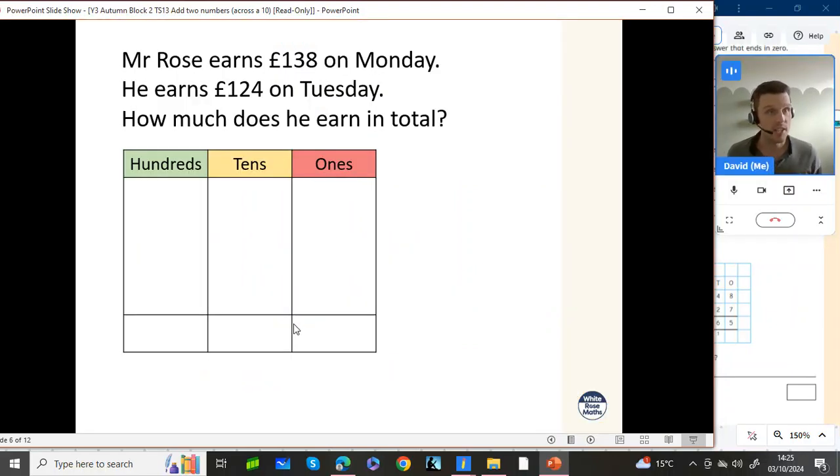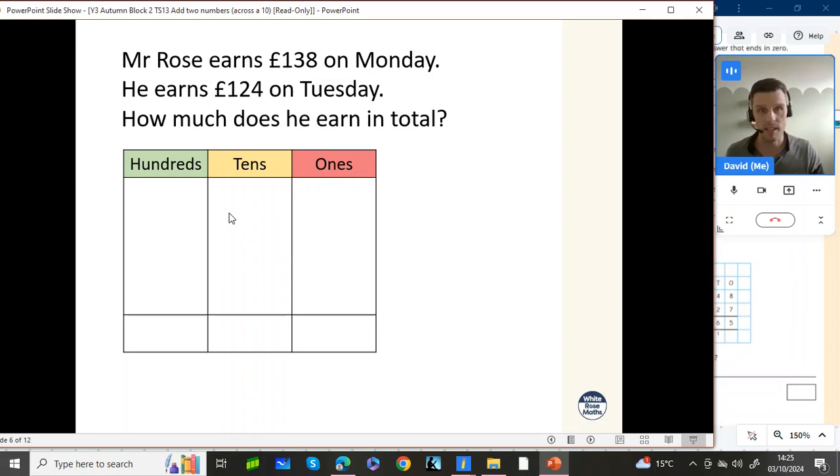Right, so here's the start of today's questions. So Mr. Rose earns £138 on Monday. He earns £124 on Tuesday. How much does he earn in total? Now, the key word here that tells you that it's an addition question is the word total. So if you ever see that, it usually means it's an addition question. So you add them together.